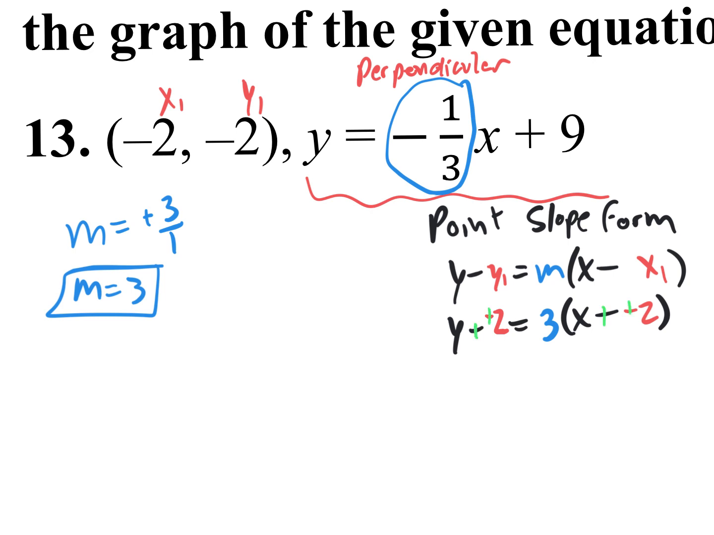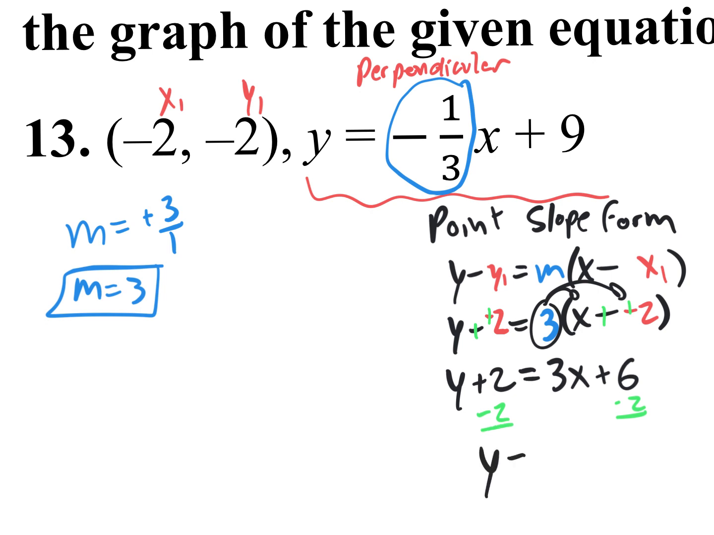Now, if the instructions had said write your equation in point-slope form, you would be done right there. But they say write it in slope-intercept form. They want y by itself, and they definitely don't want those parentheses. So go ahead and distribute: 3 times x is 3x, 3 times 2 is positive 6. Bring down the equal sign, bring down the y plus 2. We almost have y by itself. All we have to do is get rid of that 2 by subtracting 2 on both sides, giving us y equals 3x plus 4. And we are done.